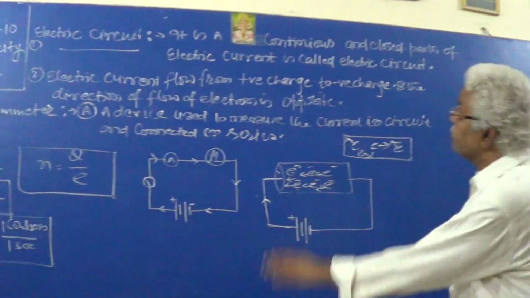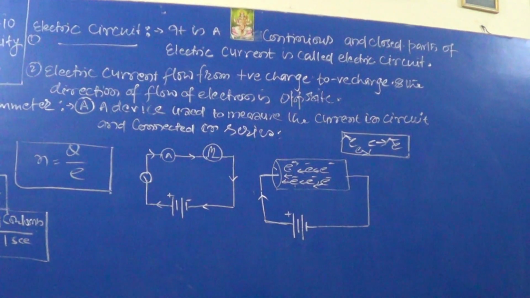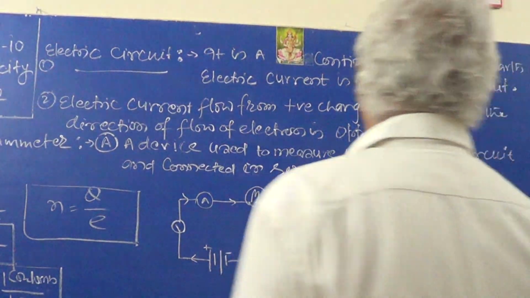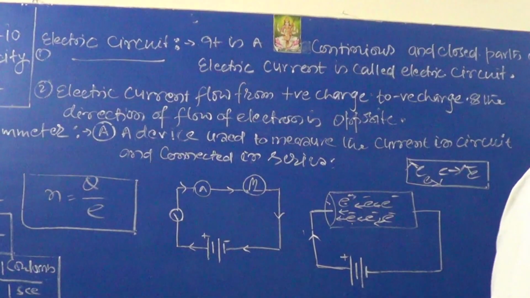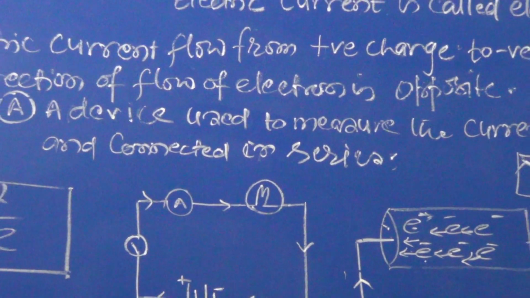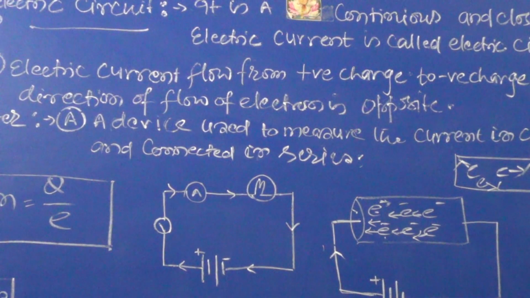So the circuit we have discussed is a continuous and closed path of electric current, called an electric circuit. हमारा दूसरा क्वेश्चन था, define the unit of current.